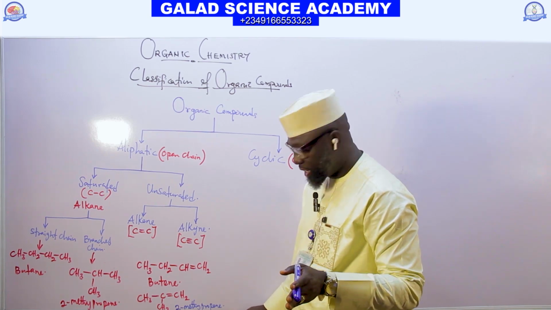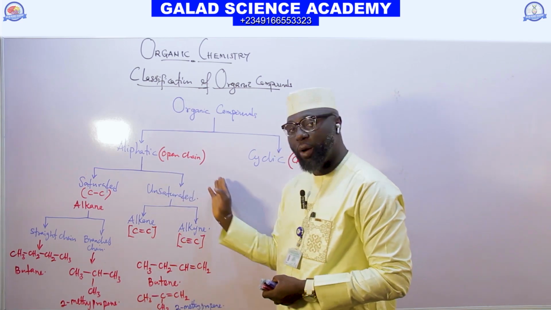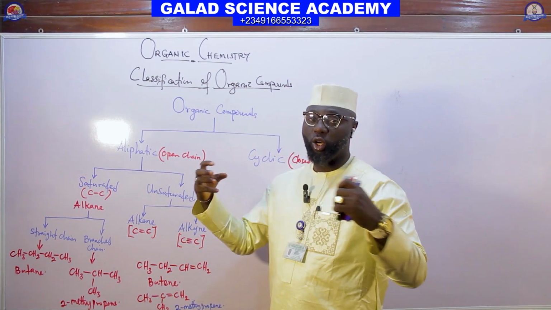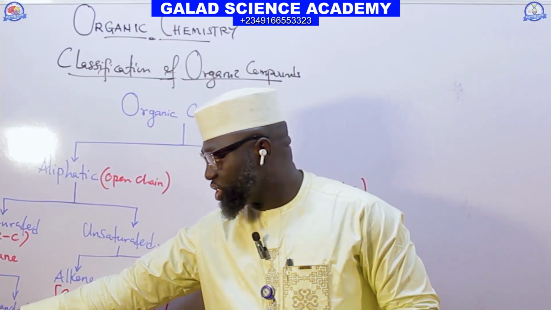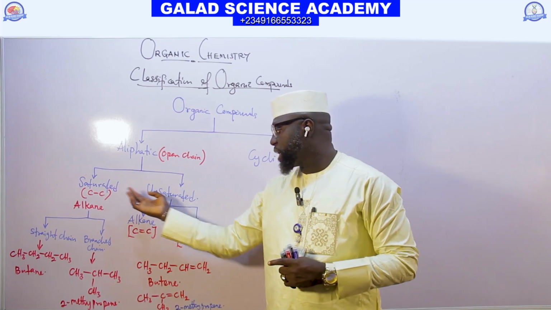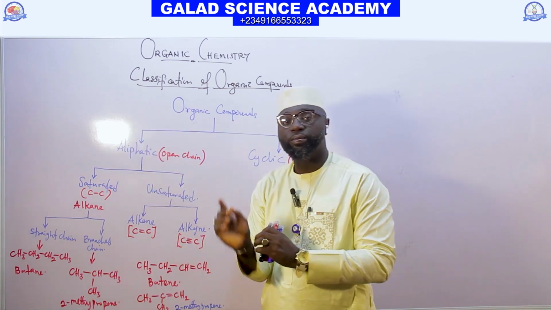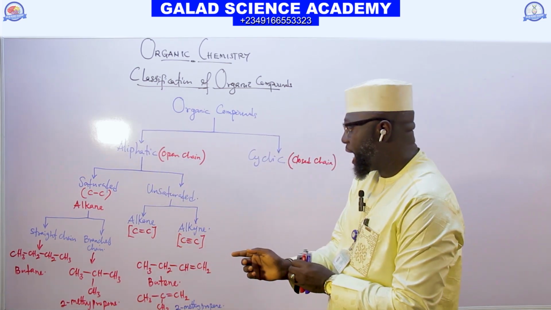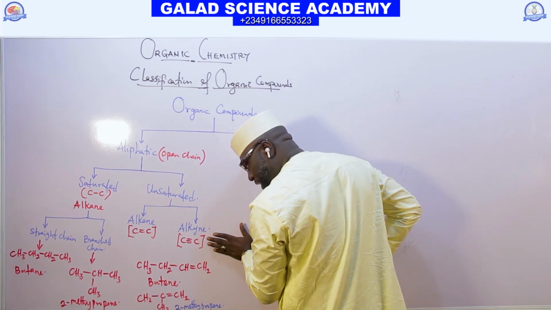You will get there. So I'm just trying to tell you that the aliphatic hydrocarbon is an open chain compound which exists in two forms, either in a straight chain or in a branch chain. The common example is saturated hydrocarbon and unsaturated hydrocarbon. That's for the aliphatic. Likewise, we have it in alkyne.